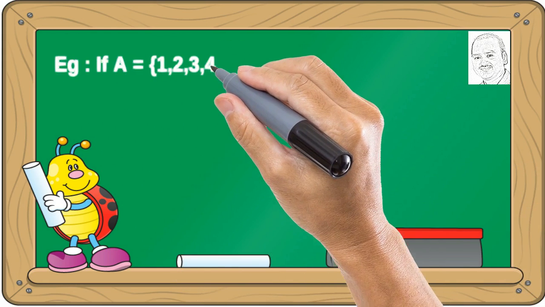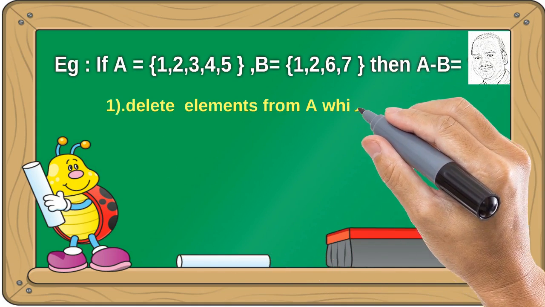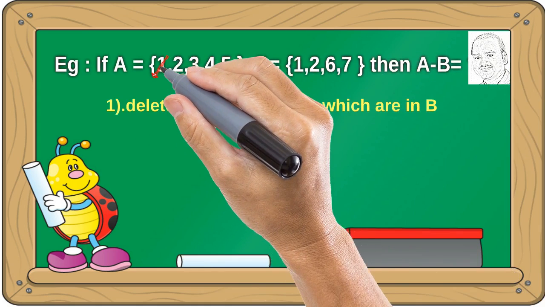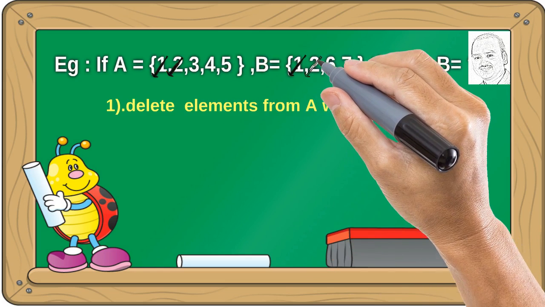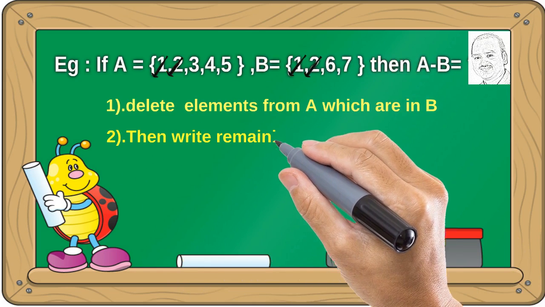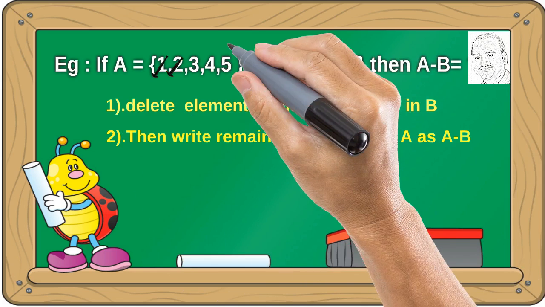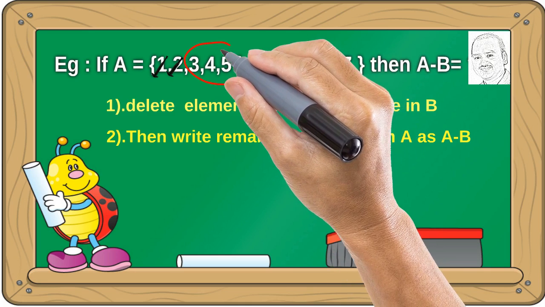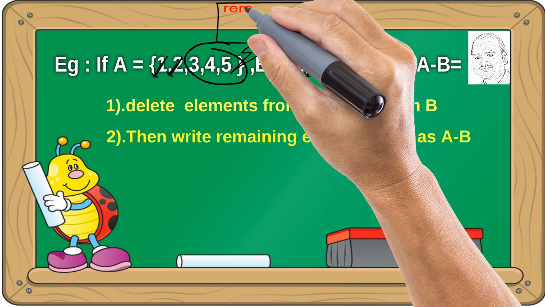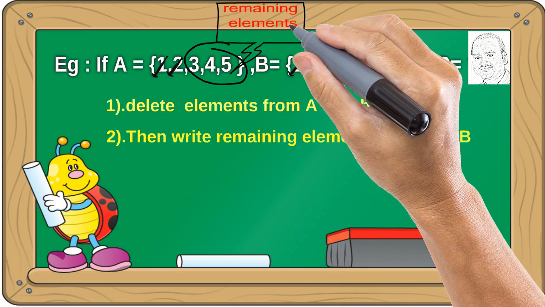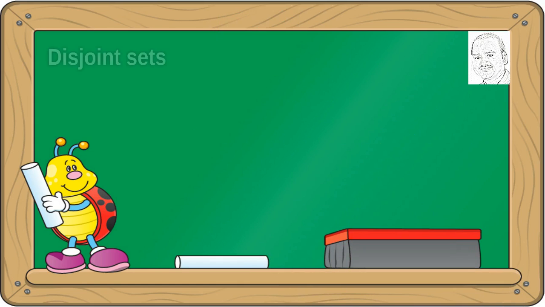Example, if A is equal to {1, 2, 3, 4, 5} and B is equal to {1, 2, 6, 7}, then find A minus B. To find A minus B, first delete elements from A which are in B. And second, write the remaining elements in A as A minus B. In this example, 1 and 2 are in A and also in B. So, strike out these two and the remaining elements in A are 3, 4, 5. This is equal to A minus B.